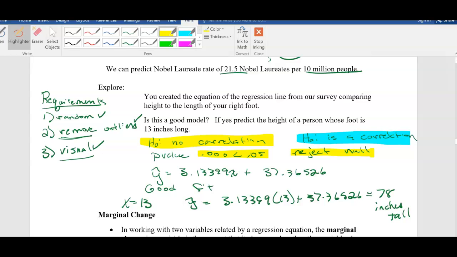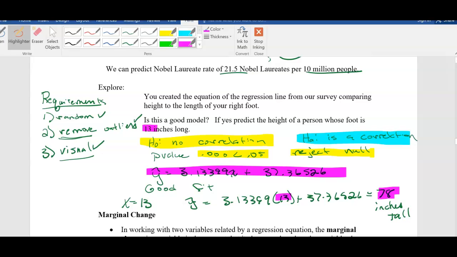Now once you've figured this out, we create our equation, and you should have got, we probably have different data sets, so it should be close to mine: 3.1399 for x, your slope, plus 37.36. I wanted to know how tall a person should be if they have a 13-inch foot. So I plugged in 13 for x, and I got 78 inches tall. Yours should be close, probably not exact.